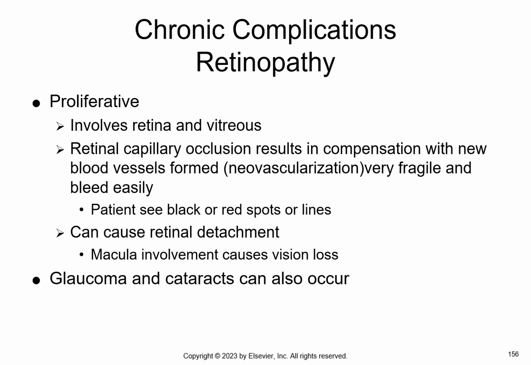And then we have proliferative retinopathy. The most severe form involves the retina and the vitreous. When retinal capillaries become occluded, the body compensates by forming new blood vessels to supply the retina with blood, a process called neovascularization. These new vessels are very fragile and bleed easily, causing vitreous contraction. Eventually, light cannot reach the retina as the vessels break and bleed into the vitreous cavity.